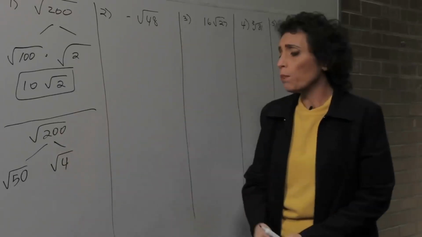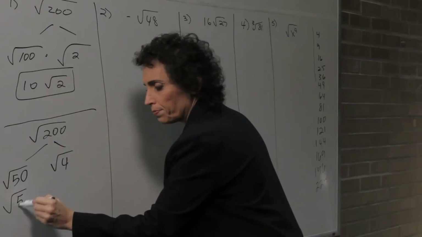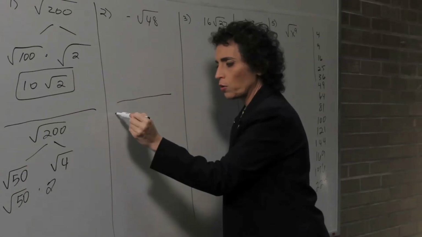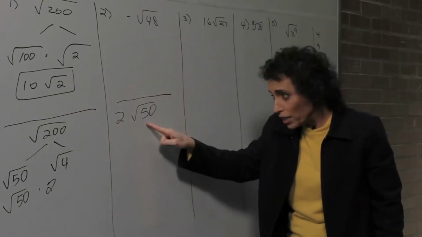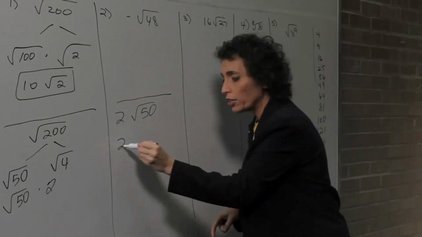You could do this, but watch what would happen now if you did this. You would get the square root of 50, and this would be 2. So you'd have, I'm just going to do it here, and then I'm going to erase it anyway, 2 times the square root of 50. But now you've broken a rule. The rule is you cannot have any perfect square factors here, and you do. Watch.